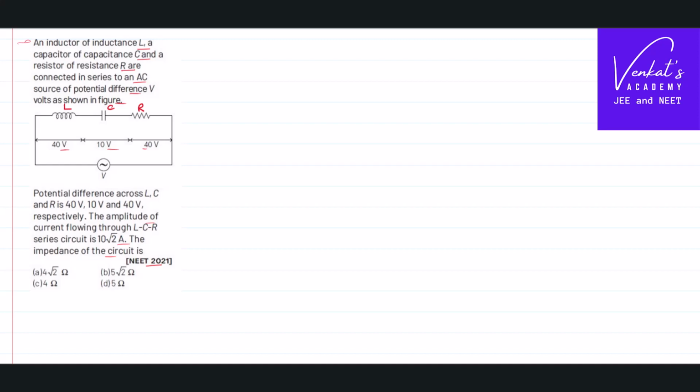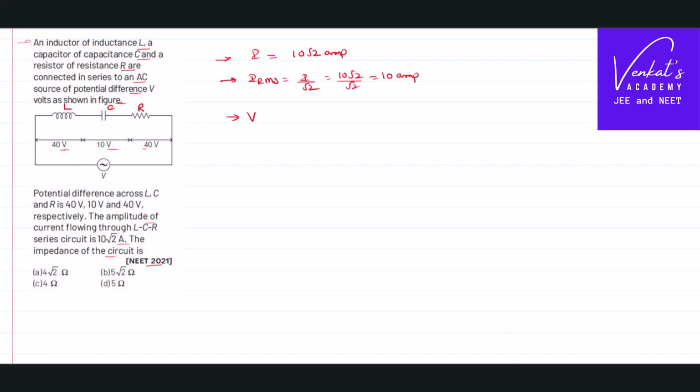First of all, the current given for you is the amplitude of the current passing through the circuit, I is 10 root 2 amperes. I have to write the RMS current. IRMS is the maximum current in the circuit divided by root 2. Current in the circuit is 10 root 2 by root 2. So the RMS current is 10 amperes. Once you know the RMS current, you can calculate the voltage across the circuit.